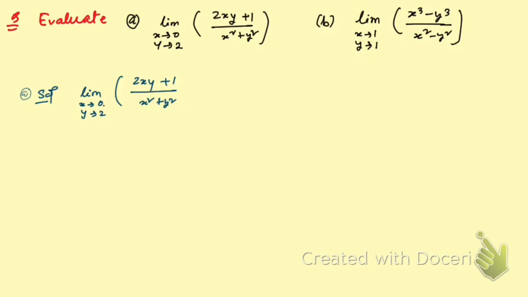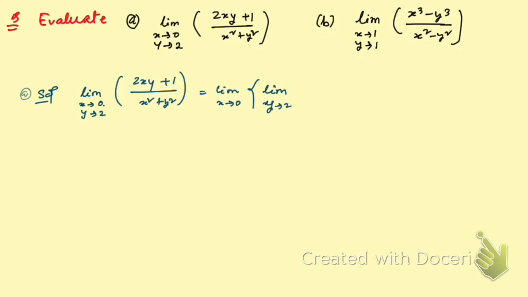Okay, so if it becomes 0, then we must do some simplification. We're going to discuss that later. First let me show you how to solve this one. First we're going to write the limit x tends to 0. Then, as we have two variables here, again we're going to write the limit y tends to 2.